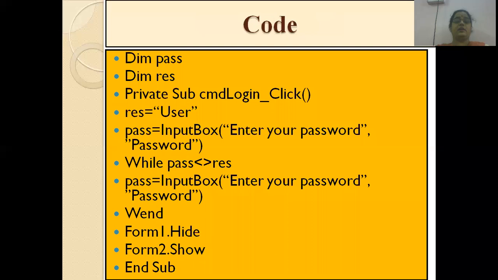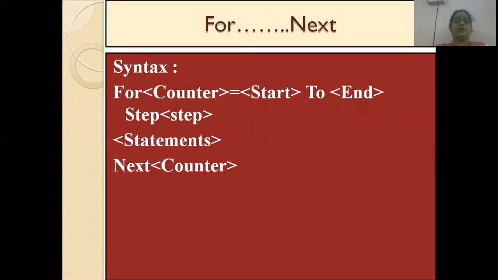Now this is the same code here. I'm again using the two variables pass and res, and I'm storing the input. Through the input box, I'm collecting the input and again checking the condition, and if true, form 1 is hidden and form 2 will be displayed. Whatever I want to show in form 2, like a message such as welcome, hello friend, will be displayed on form 2 if the condition is true.